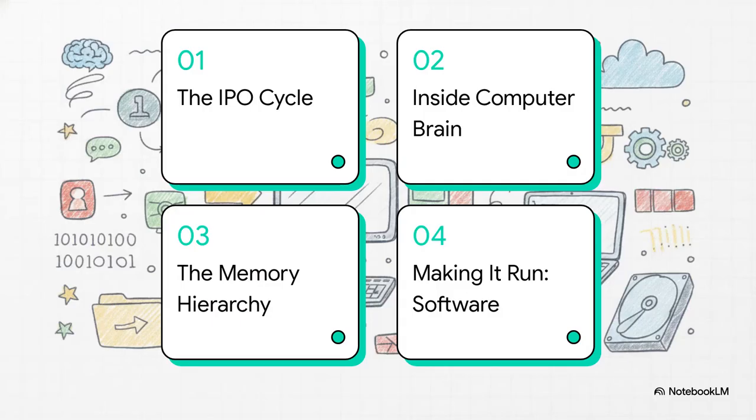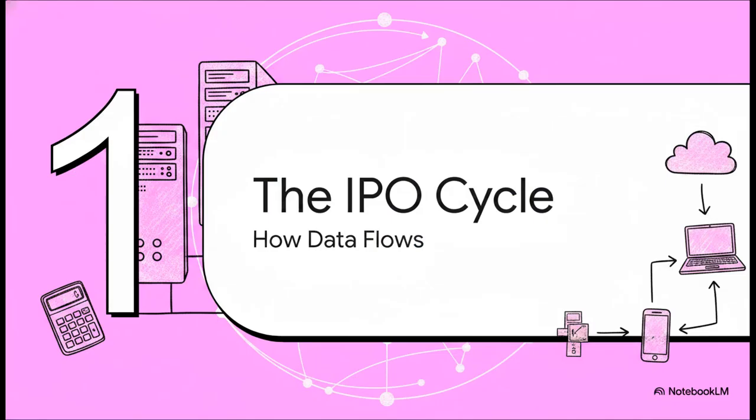Okay, let's dive into this. Here is our roadmap to demystify how these machines actually process data. We'll hit the IPO cycle, peek inside the computer's brain, explore the memory hierarchy, and wrap up with the software that makes the whole shebang run. Kicking things off with Section 1, the IPO cycle.